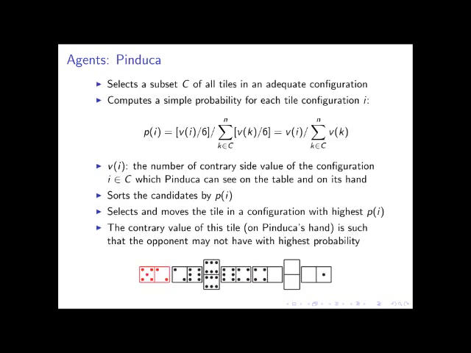Pinduca is an agent which first selects a subset C of all tiles in an adequate configuration, and then computes a simple probability for each tile configuration I.